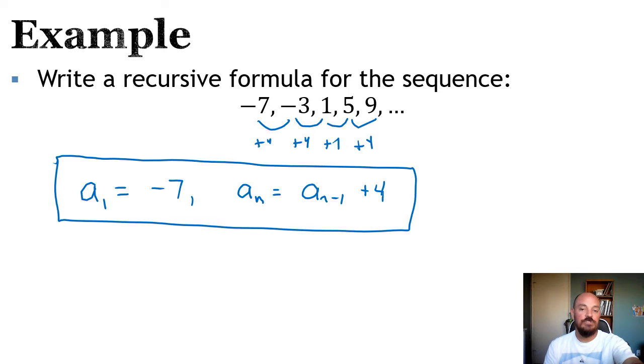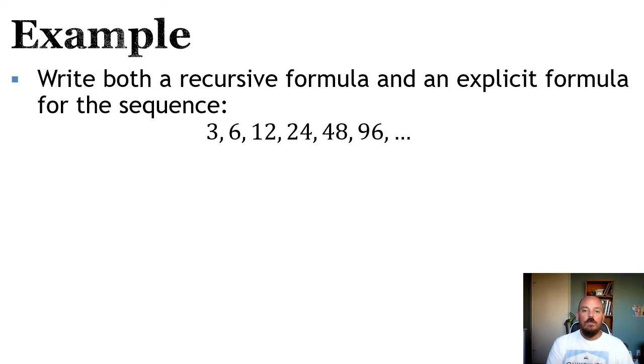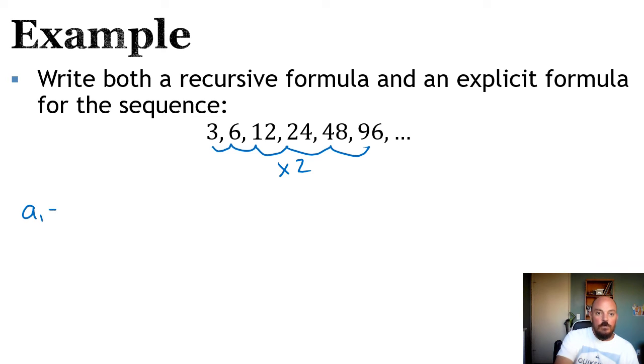Now this is a good chapter summary for us right here, this last example. We're going to take this sequence right here and we're going to write both a recursive and an explicit formula for it. Now the first thing I want you to do is recognize this is a geometric sequence because we're multiplying by 2 each time. It's times 2, times 2, times 2, times 2, times 2. So this is geometric and we're multiplying by 2. So let's do the recursive one first. For the recursive one, just like the example we just did, we need a starting point. So I'm going to do a1 equals 3.